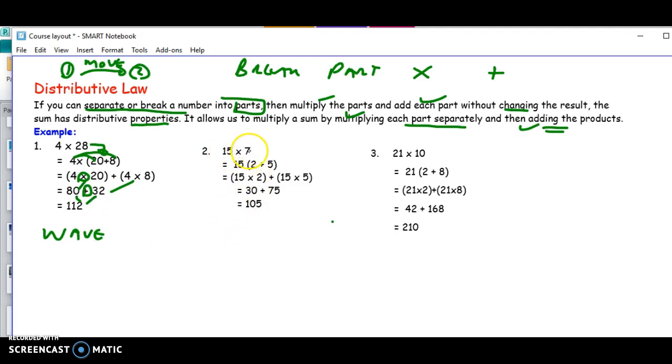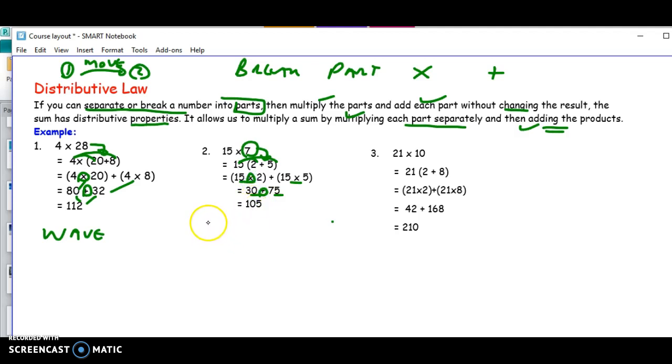Let's look at 15 times 7. What they do is they break 7 up into 2 and 5. 2 plus 5. Now the wave method. 15 times 2 plus 15 times 5. Working that out and then add. So it's first multiply, then add.